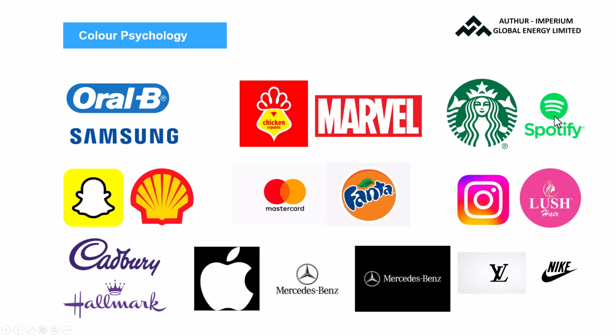Spotify, popular music streaming platform. So most times you want to listen to music to maybe calm yourself. So green represents calm, and that's why green is prominent in their logo.